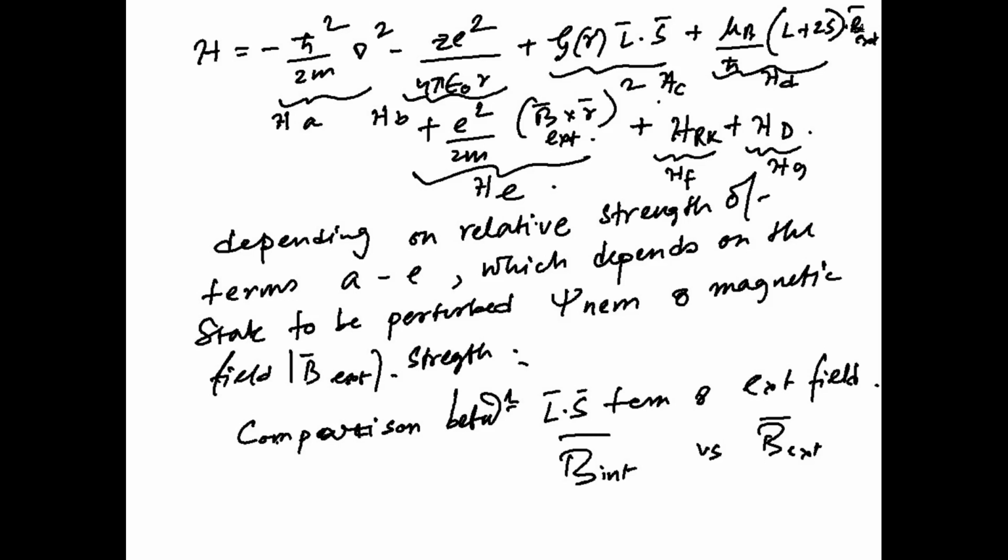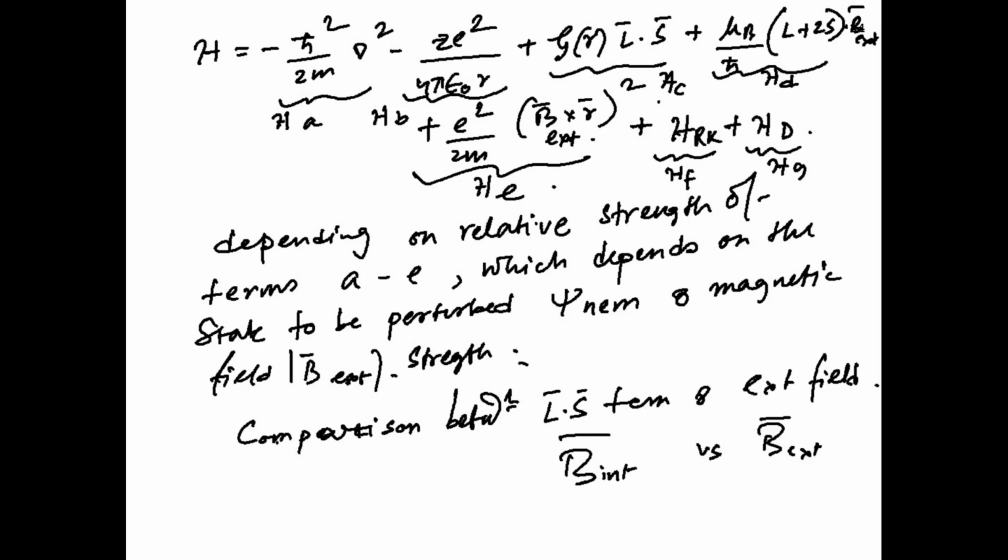So now depending on the relative strength of the terms A to E, which depends on only two things: one is the state of the hydrogen wave function and the other is the external magnetic field. So depending on the relative strength, we can decide which part of the Hamiltonian we can safely call H naught and which part H1, and how we can apply the perturbation theory formalism.